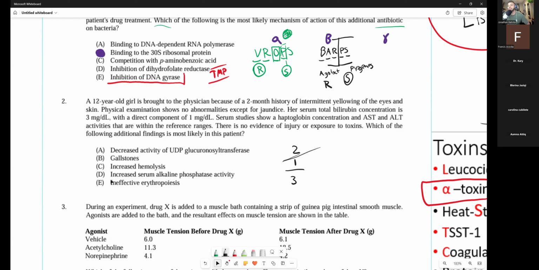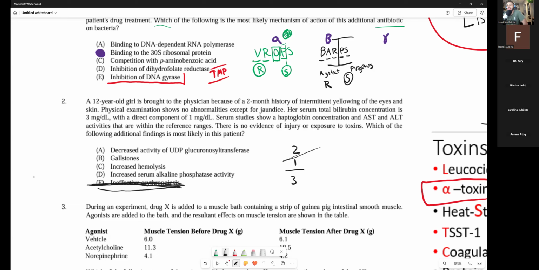Ineffective erythropoiesis. This would lead to some kind of aplastic type of anemia, some kind of issue where you're not having the production of RBCs. Remember, if it's aplastic, you do not have production of RBCs. Flavina says A, but it says intermittent. Ineffective erythropoiesis could not be the answer, right? I think we're getting into agreement that it's A, decreased activity of UDP glucuronidase.